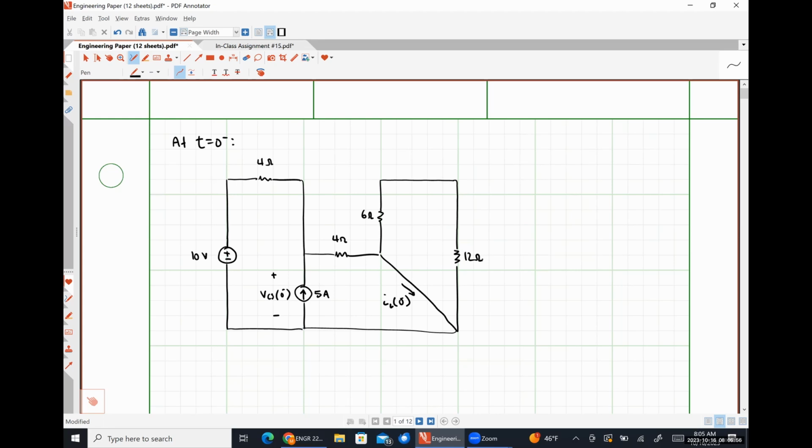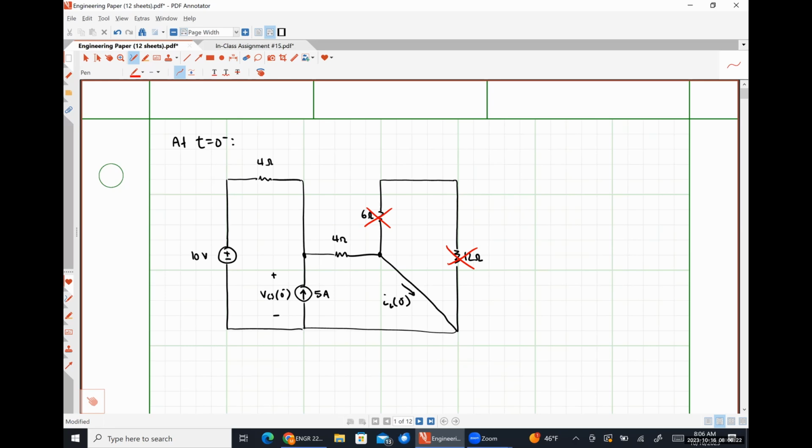So what's something that we can observe to help out our analysis here? The 6 ohm resistor and the 12 ohm resistor are in parallel with the short circuit that is representing the inductance, which means they will contribute absolutely nothing. So I'm just going to cross them out. They should not be part of our analysis. That is a good observation.